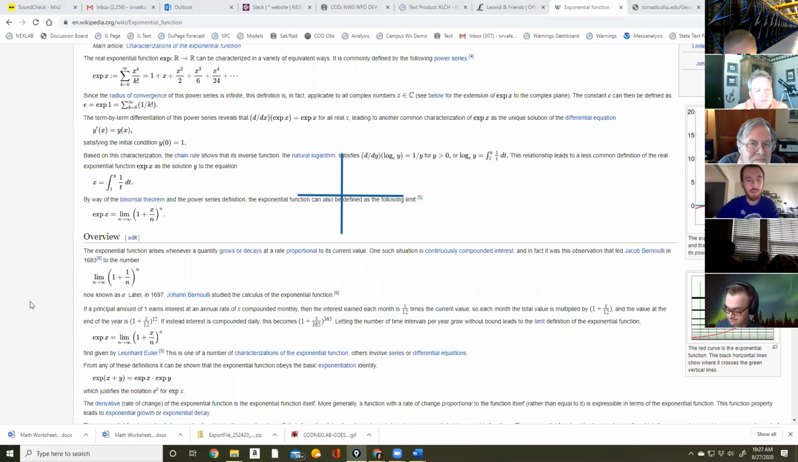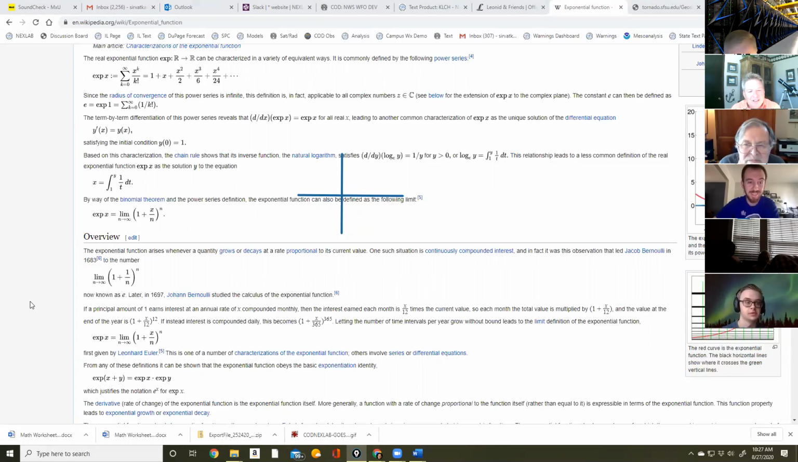The exponential function arises whenever a quantity grows or decays at a rate proportional to its current value. One such situation is continuously compounded interest. And it was this observation that led Jacob Bernoulli in 1683 to the number e.